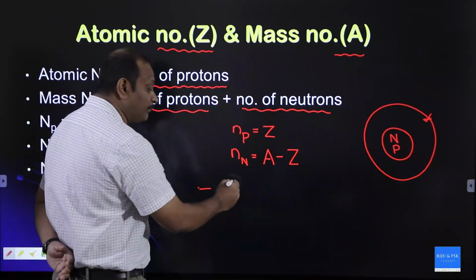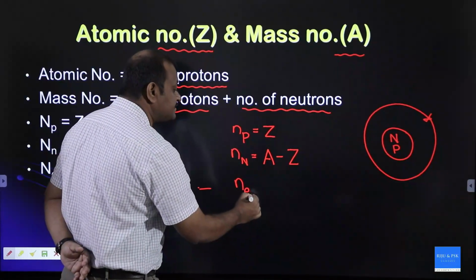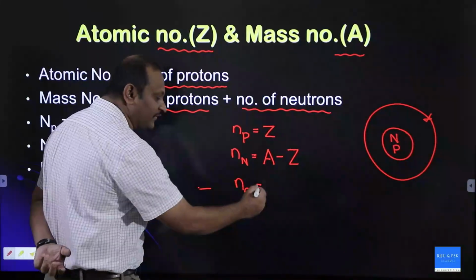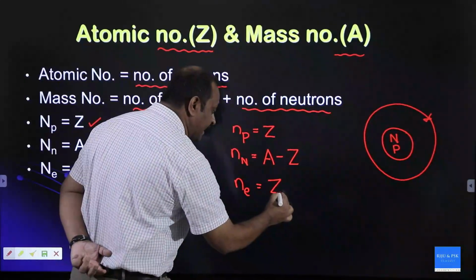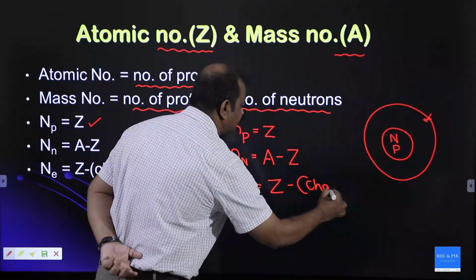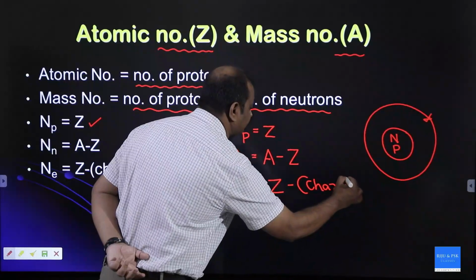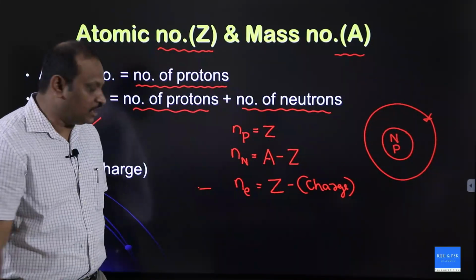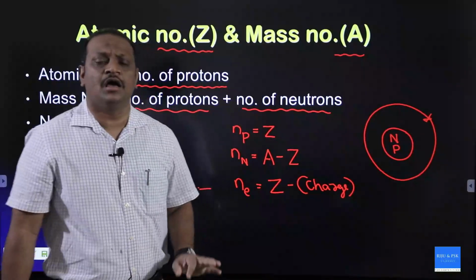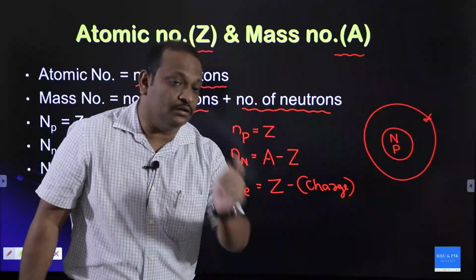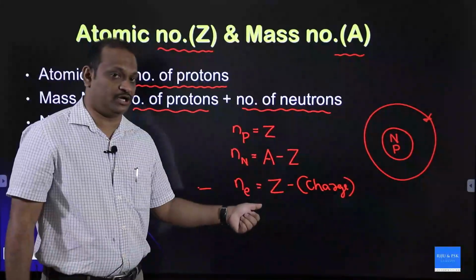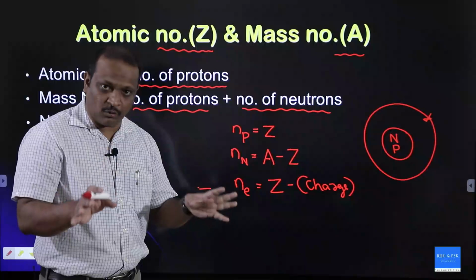Next, the number of electrons. We need to write number of electrons equals Z minus charge of the species. Z minus charge of the species. Suppose our species is neutral, then the number of electrons will be equal to Z only. Okay, so all of you are familiar with this equation.